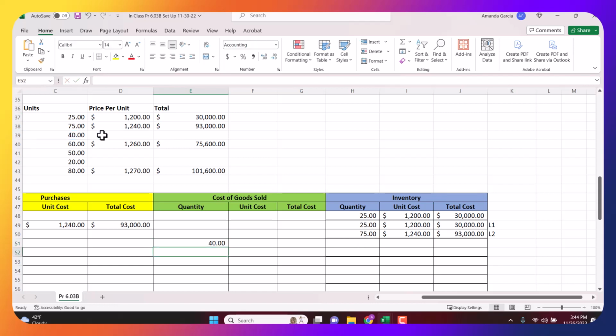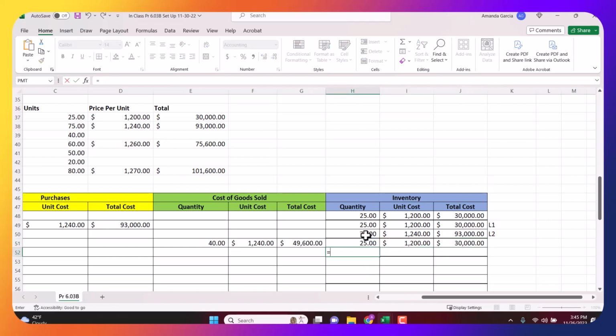So yes, we do. We're going to sell 40 units at the $1,240 because that was the last item we purchased. We purchased 75 of them. So we're selling that. So we sold 49,600 in cost of goods sold. We're maintaining layer 1. We didn't sell anything, so we have all of that beginning inventory still left. So 25 units at 1,200.